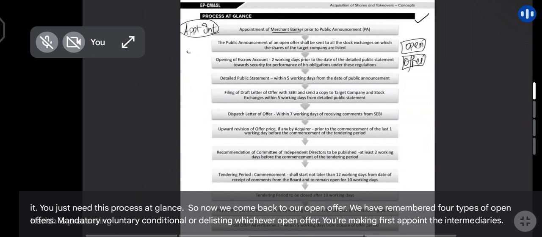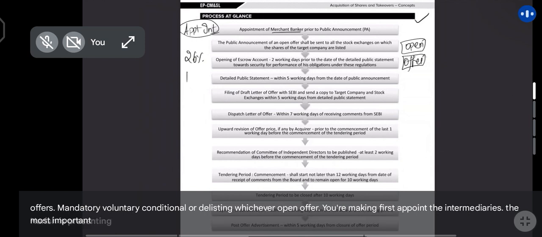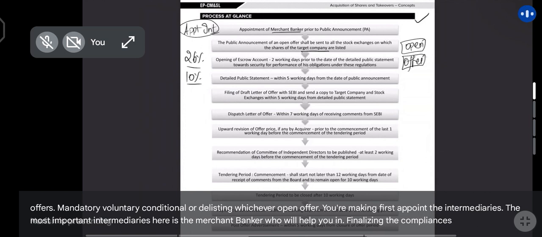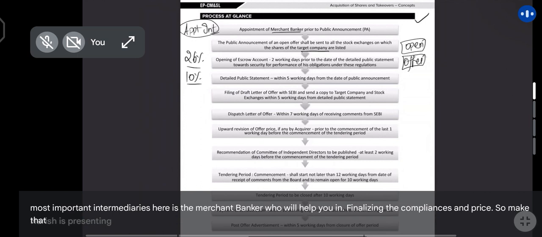It will either be a 26% public announcement or a minimum 10% public announcement in case of a voluntary open offer. So send a copy of this public announcement to all the stock exchanges and to the target company. And within 2 working days of the detailed public announcement, you open an escrow account. So there are 2 public announcements here: short public announcement and detailed public announcement.